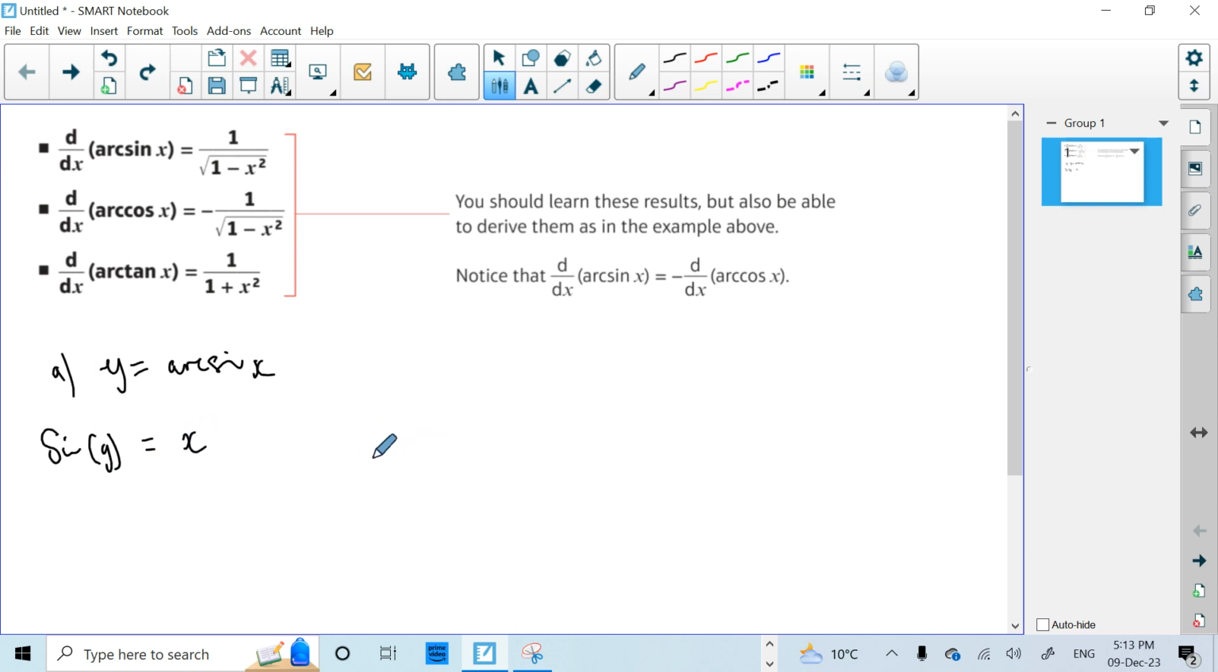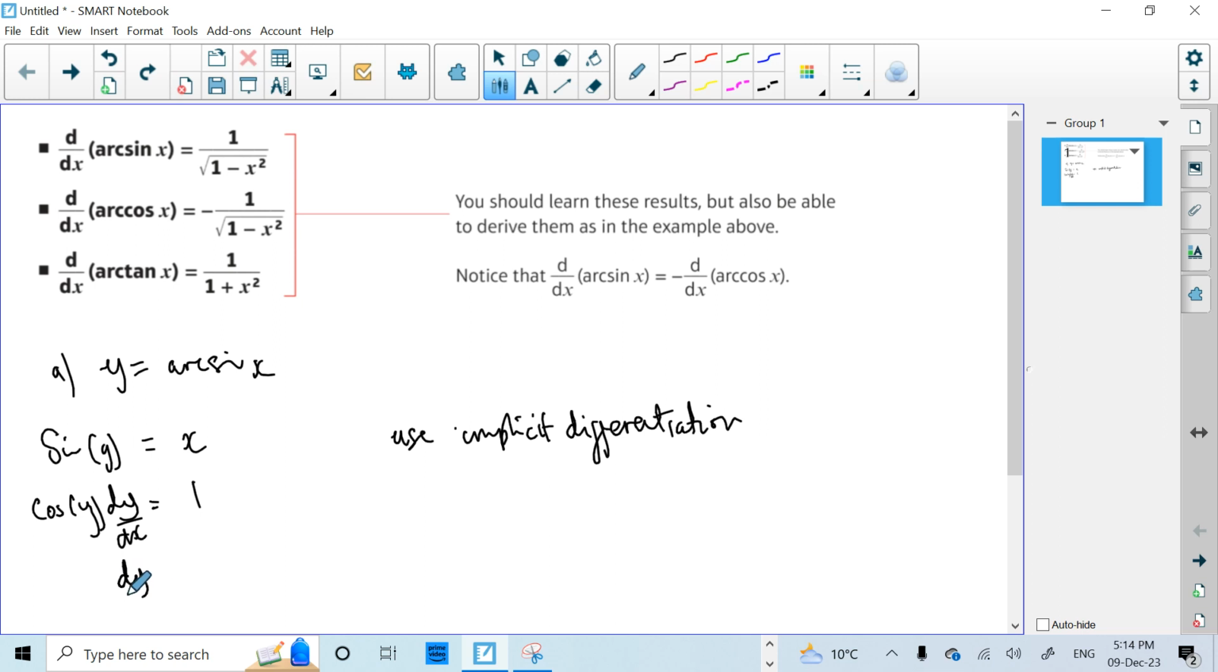Now, we're going to use the technique of implicit differentiation. We differentiate both sides of the equal sign, and if we do that, we get cos y dy/dx is equal to 1. We want dy/dx on its own, so dy/dx is equal to 1 over cosine of y.